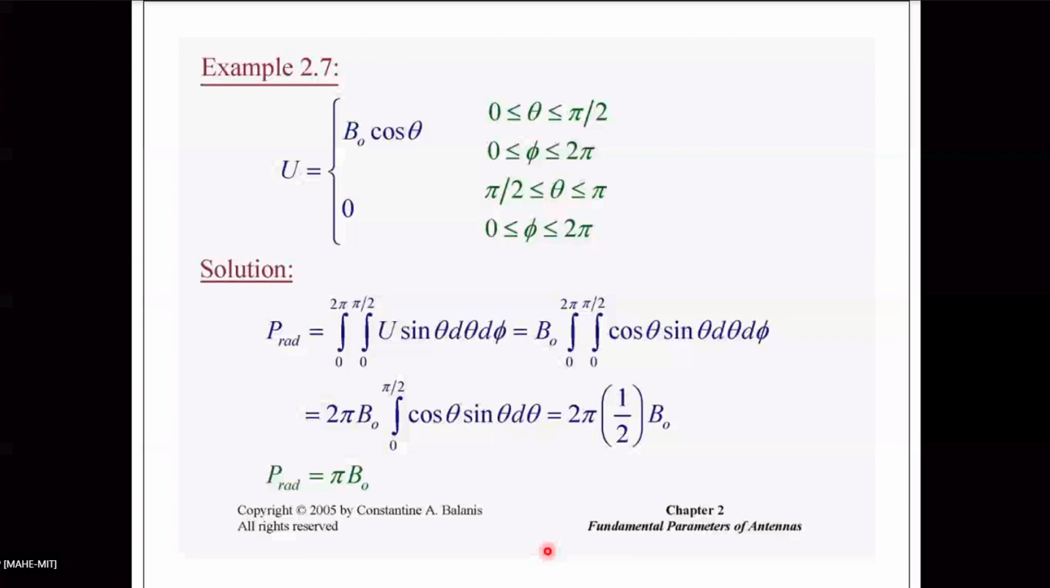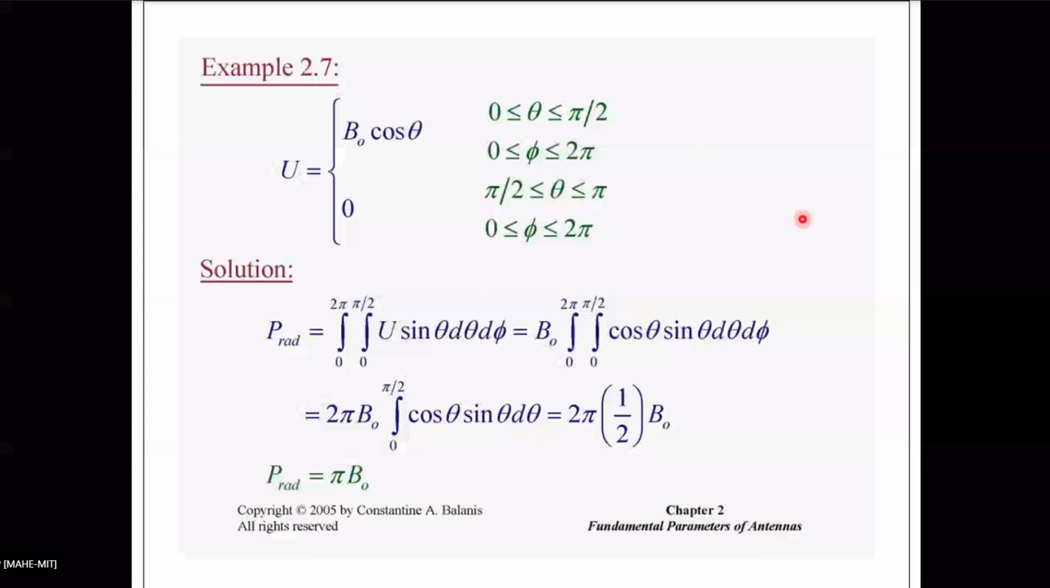Okay. Now he has given an example. U is given by B naught cos theta. Now the limit for theta he has given as pi by 2. Between pi by 2 and pi, the value is 0. U is the power. It is a unidirectional cosine pattern.